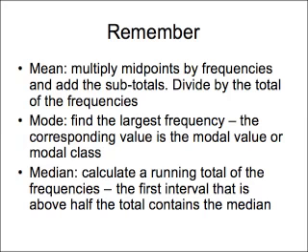Summary. To find the mean, you multiply the midpoints by frequencies and add the subtotals that you get. You divide by the total of the frequencies to find the mean. Mode, you find the largest frequency, the corresponding value is the modal value or modal class. Don't fall into the trap of writing down the frequency as the answer. The median, you calculate a running total of the frequencies, and you find the first interval where the cumulative frequency is just over half the total of the frequencies, and that interval contains the median.